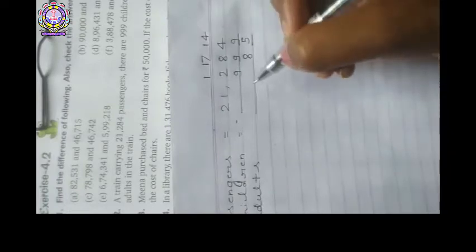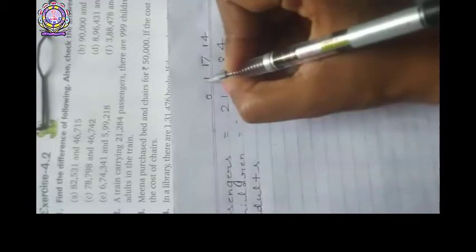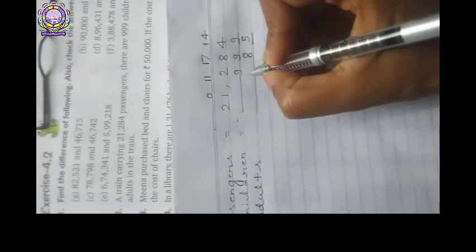Okay, subtract hundreds digit. Subtract 9 from 1. We cannot subtract 9 from 1. 1 is less than 9, so we will borrow 1000. 1 becomes 0 and 1 becomes 11. Okay, subtract hundreds digit. 9 from 11 is equal to 2.